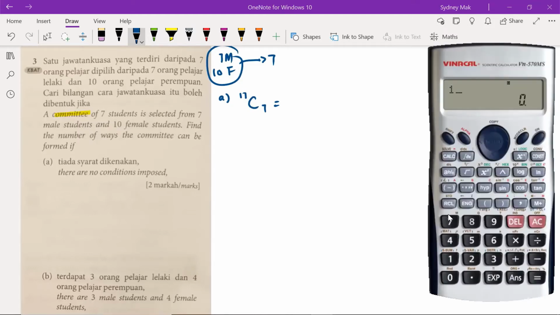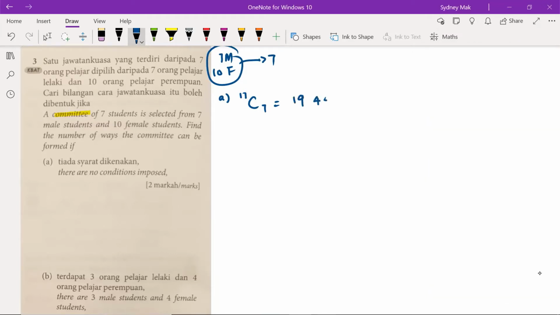So we have 17C7, 19,448 ways. 19,448 ways. Okay, we found the answer for part A. Next, let's go to part B.